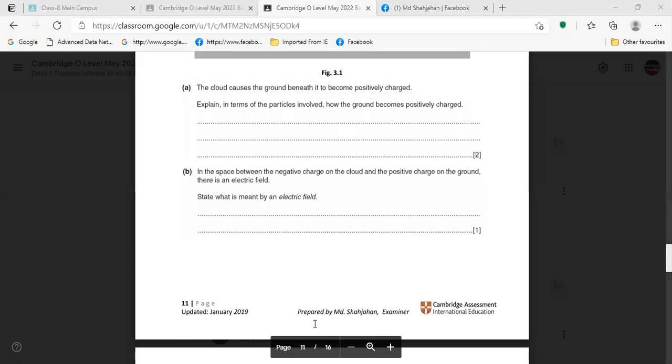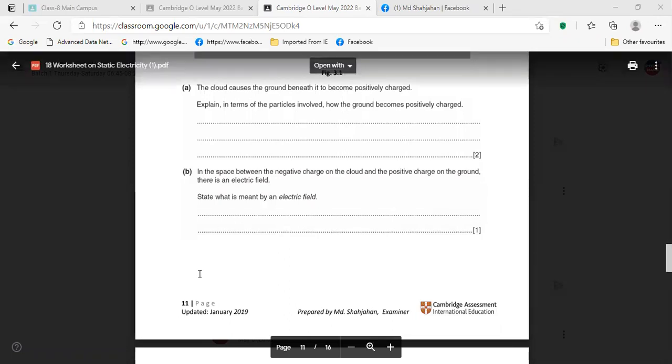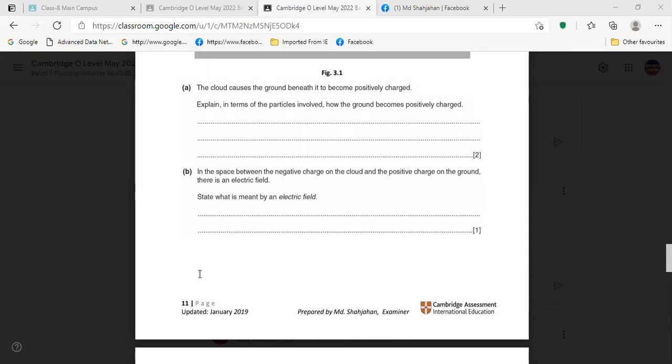B. In the space between the negative charge on the cloud. State what is meant by an electric field. What is written in your notes? It is an area where a charged particle experiences a force. Yes, so you write this here.